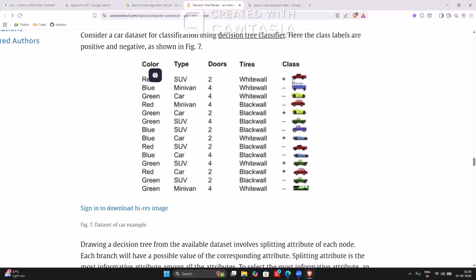So here we are deciding whether it is a car or not. And for that, we have decision parameters: color, type, doors, tires. The color can be red, blue, or green. The type can be XUV, minivan, car. And sorry, type classification, whether it will get the accident or not. Doors and tires are there.